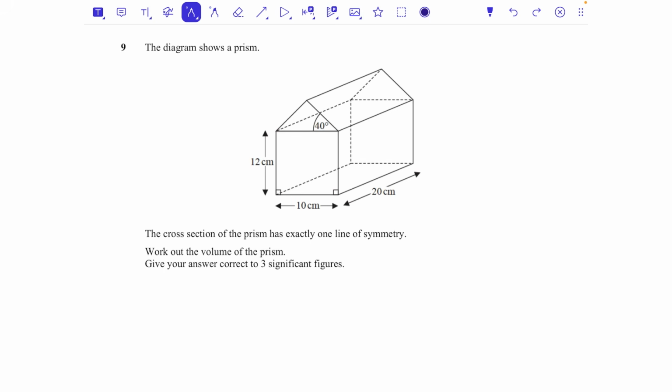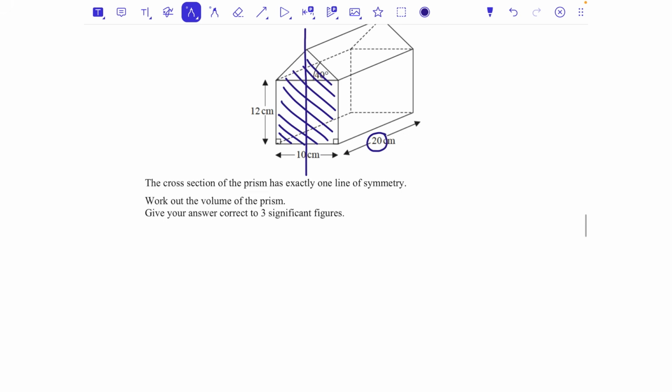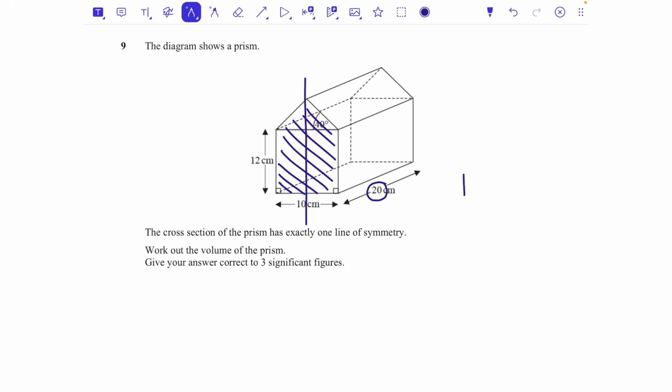So they're saying that that has one line of symmetry, and we can see that that would be going down the middle like that. So it's symmetrical, it's the same on both sides. Work out the volume of the prism. Now, volume of a prism is the area of that cross-section times by its length, which in this case is going to be 20. So our first job here is to work out the area of that cross-section. And that cross-section is that kind of house shape that you see. So we've got that rectangular bit, and then we've got the triangle on the top.